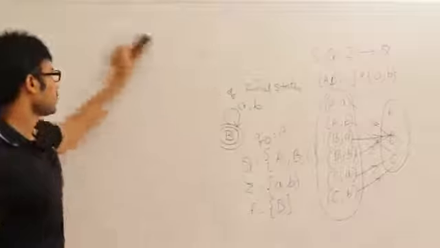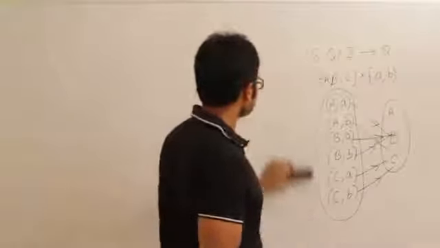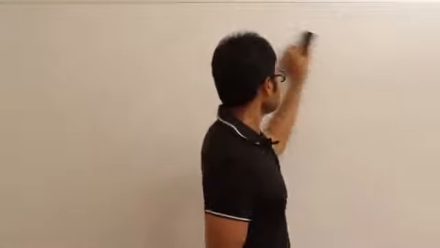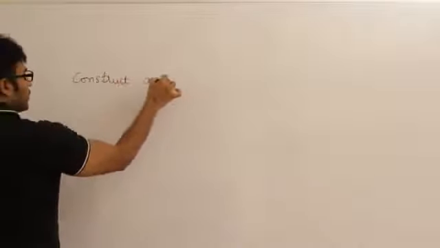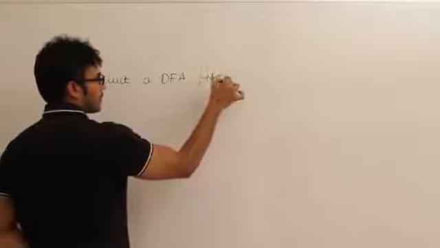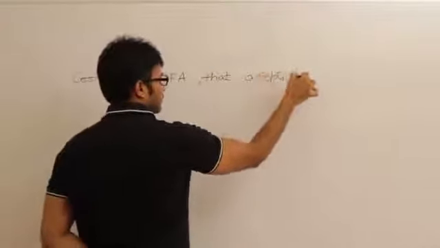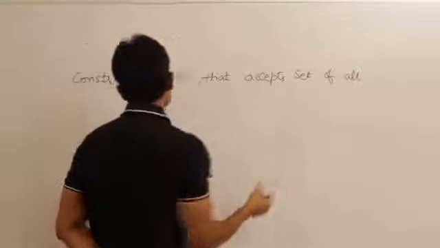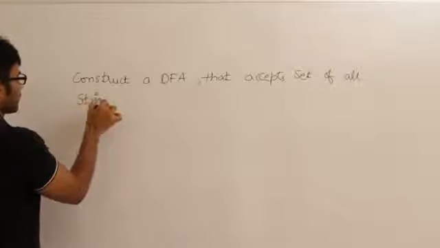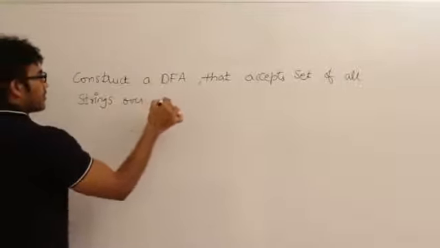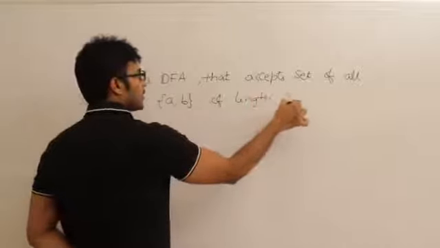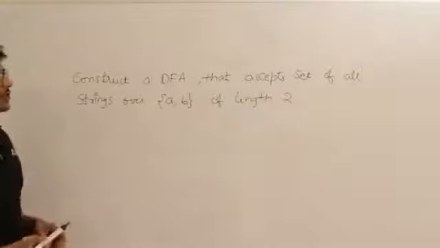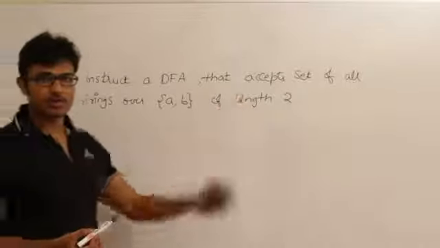You could pause it and take a note of it. Now the question is: construct a DFA that accepts the set of all strings over {a, b} of length 2.